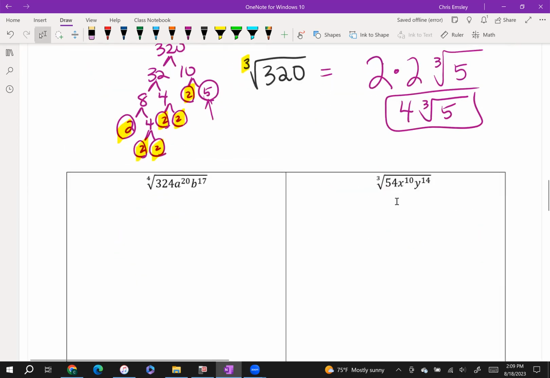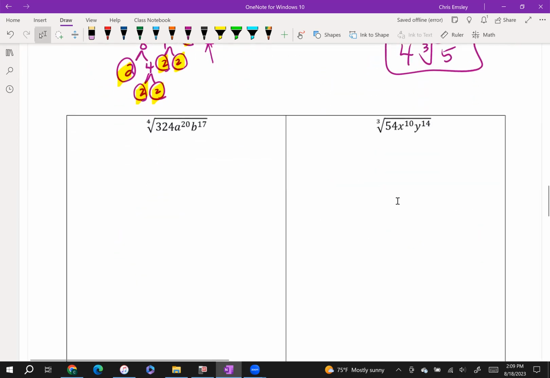Okay, we can also do this simplifying of radicals with variables. We were just looking at numbers so far in those examples, but sometimes we'll have variables in there. So basically, we're going to break this down. The 324, we're going to do the same way we just did the other examples, and then I'll show you what to do with the variables. So let's do it again. 324, how do we break that down?